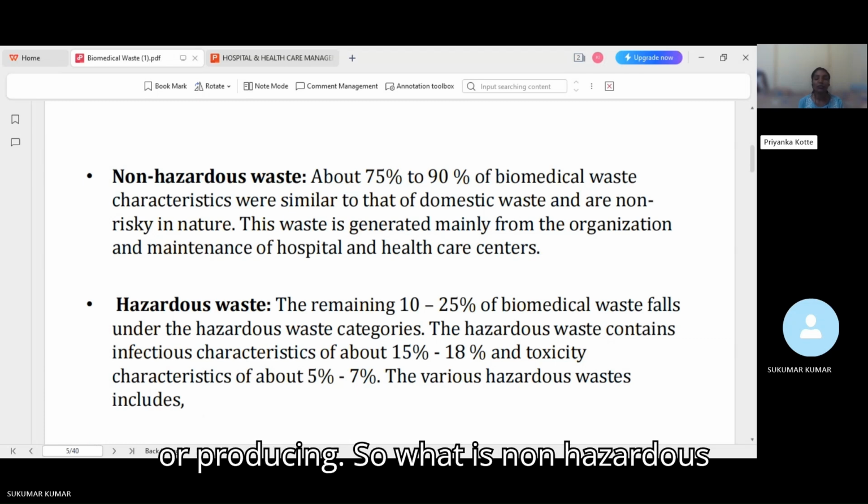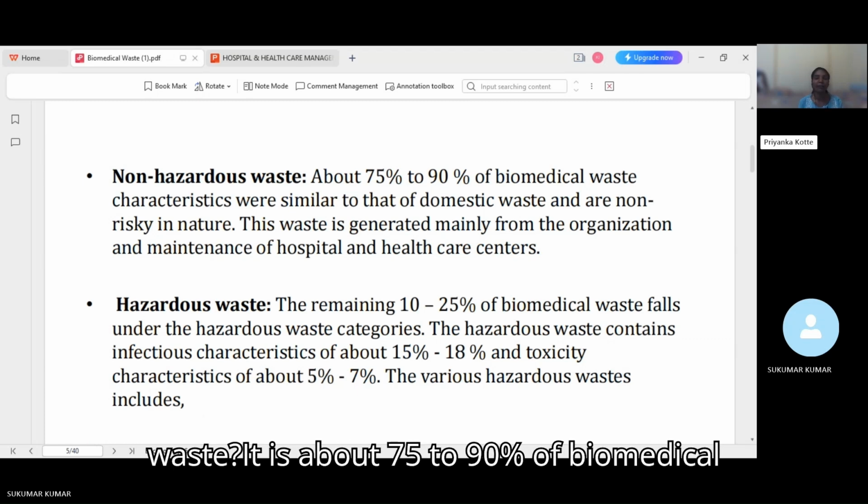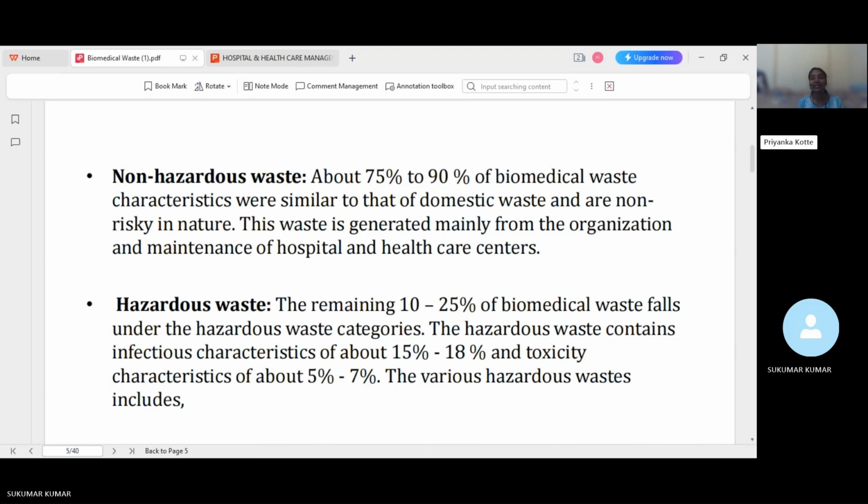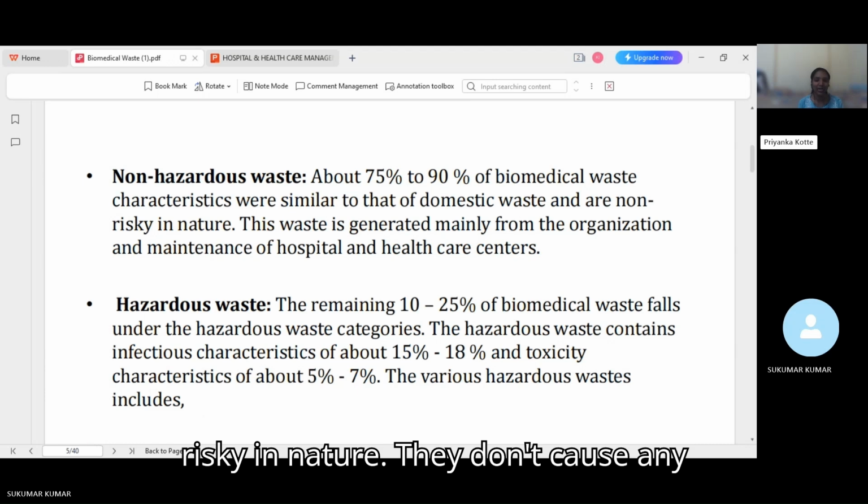So what is non-hazardous waste? It is about 75 to 90% of biomedical waste, which has characteristics similar to domestic waste and is non-risky in nature. They don't cause any harm.